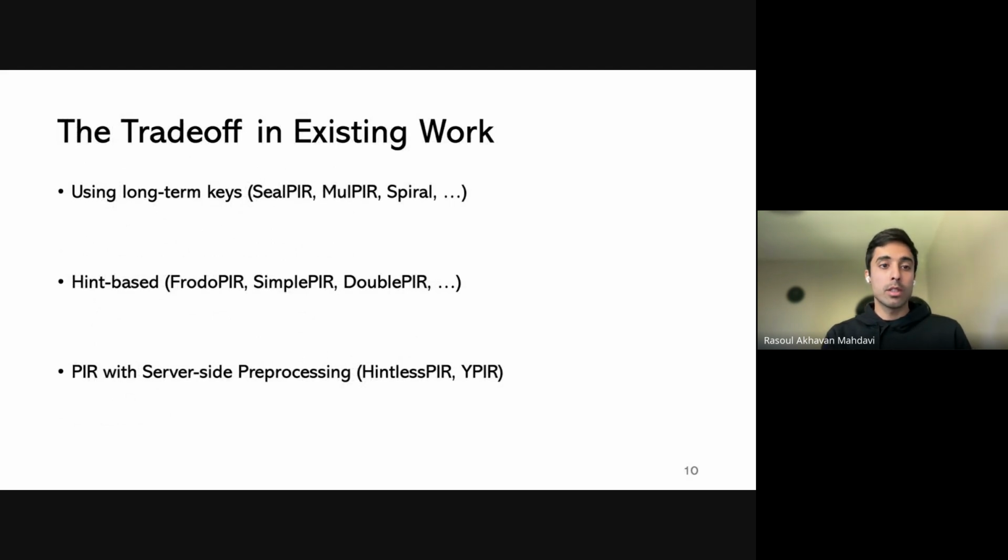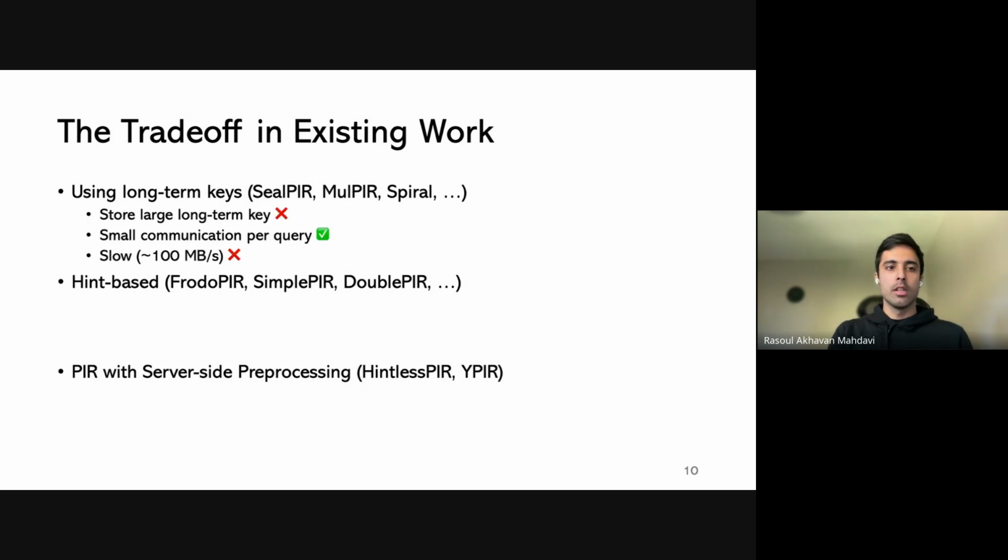So what trade-off do we get? What's the trade-off when using this paradigm that we're proposing? So first of all, on the one end, you have the long-term keys approach that I mentioned, which works like CLPIR and MulPIR and Spiral. So again, they have to store that long-term key for each client. The server has to store that long-term key for each client that it wants to interact with. And even though that is happening, the speed of this approach still is not very high, with a throughput of only a few hundreds of megabytes per second.